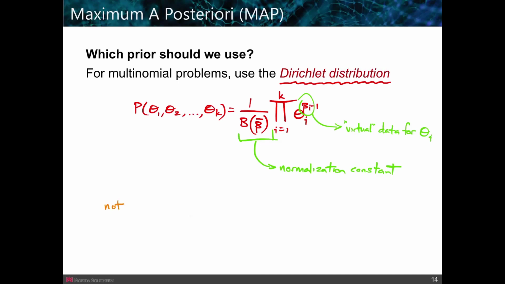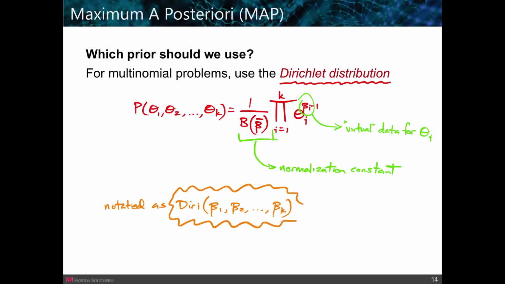The Dirichlet distribution is often notated as follows. We will say Dirichlet, and then we list the betas: beta 1, beta 2, and so on, all the way up to beta k. So if you're going to use this in a problem, this is typically how you would define it, so that people understand what the virtual data you're including is.